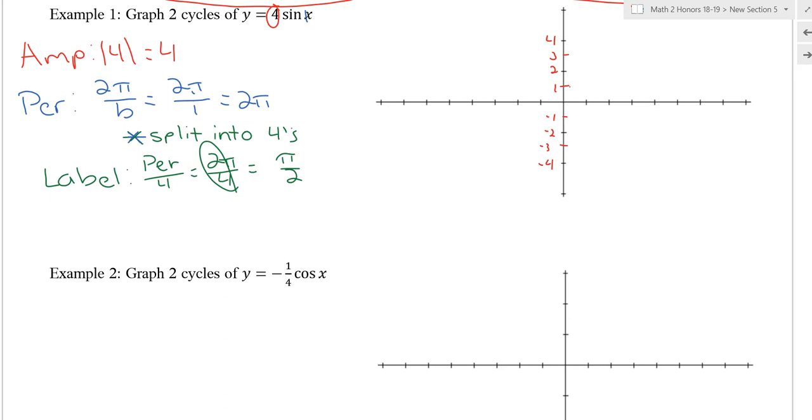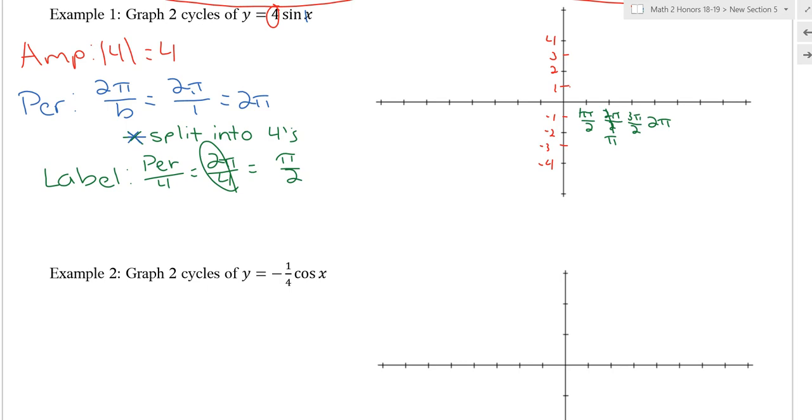Okay. So 1, 2, 3, 4. I'm going to put my first label here as 2 pi. Okay. And I'm labeling every pi over 2. So here's pi over 2. Technically this is 1 pi over 2. Next we have 2 pi over 2. Well, make sure you're paying attention to what reduces. So this is really pi. And then we have 3 pi over 2.